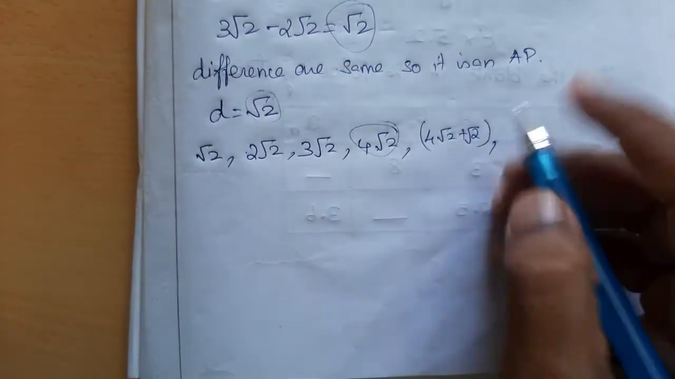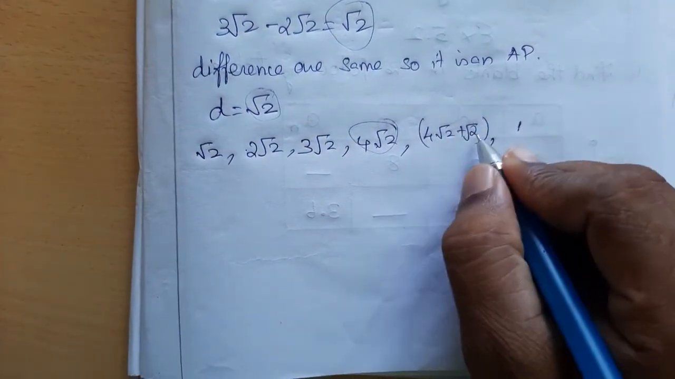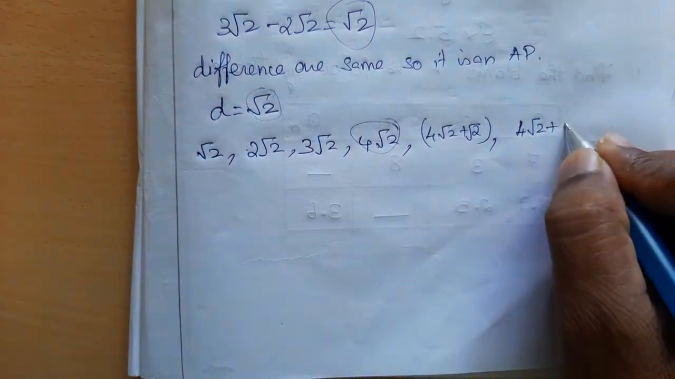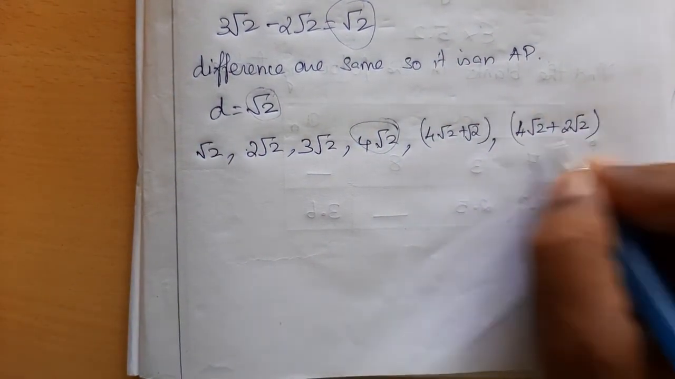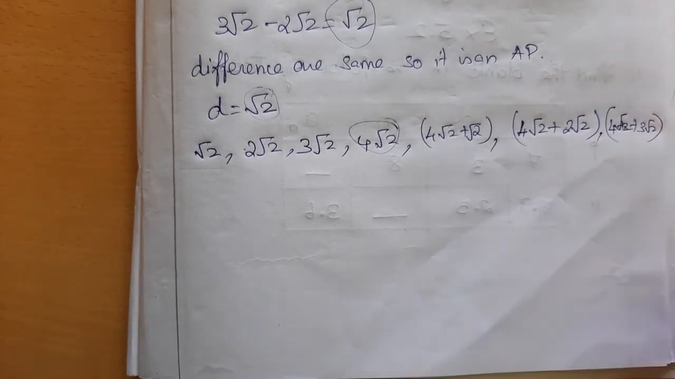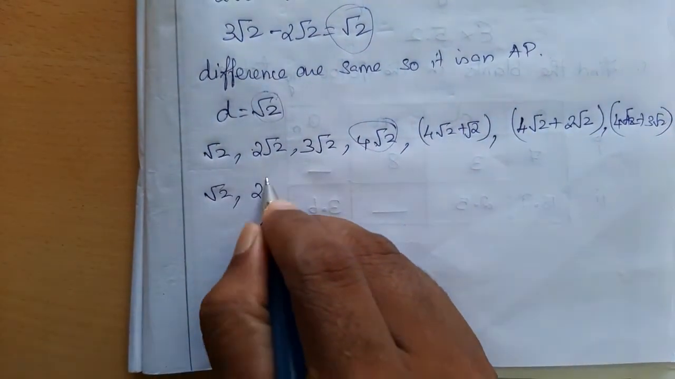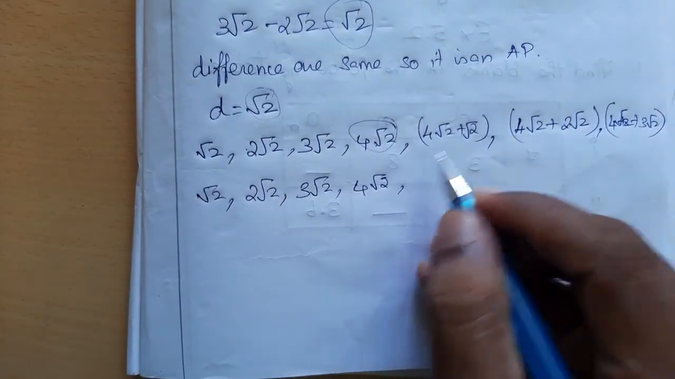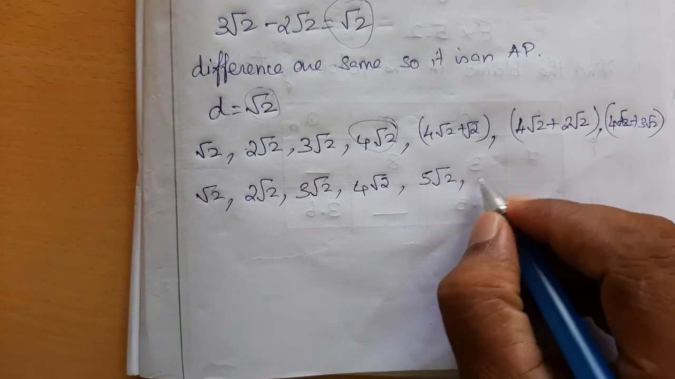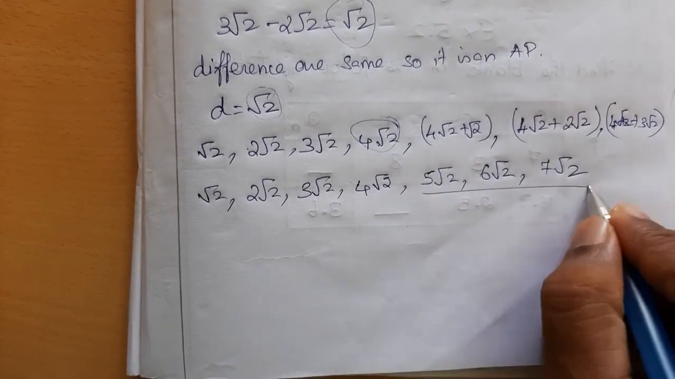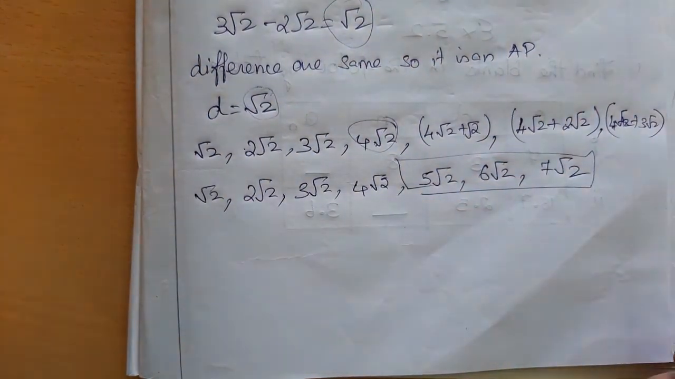So this is the first, and the second is 4 square root of 2 plus 1 square root of 2, which is 5 square root of 2. Clear? Here 6 square root of 2, and here 7 square root of 2. So these 3 are the next successive terms, the next 3 more terms. Thank you.